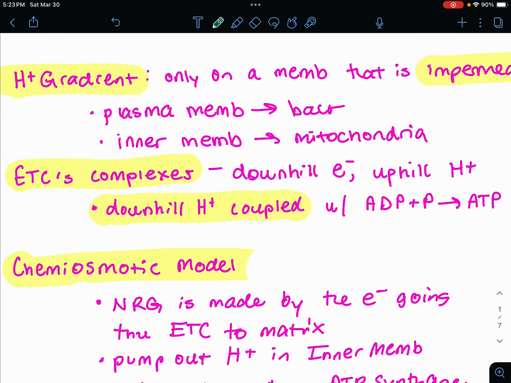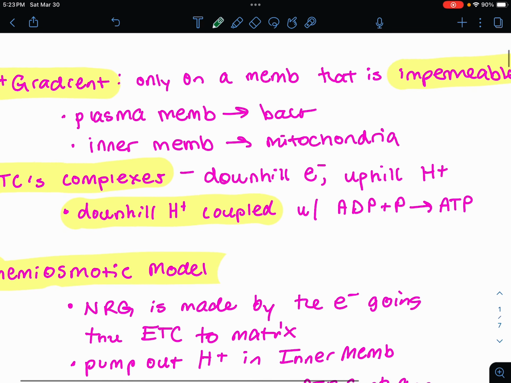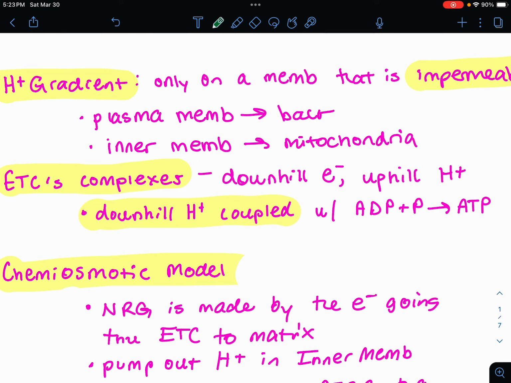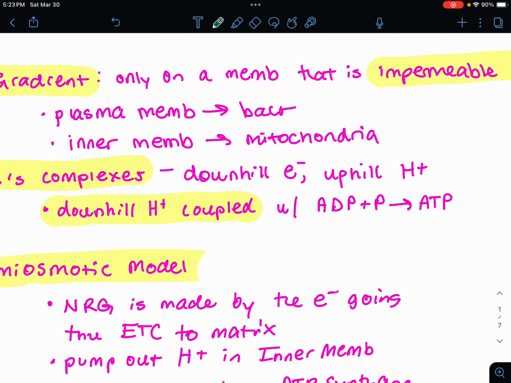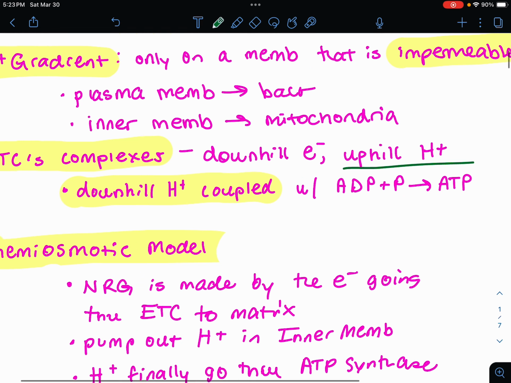Okay, we were just talking about this, the proton gradient. It's only on a membrane that is impermeable to ions. The plasma membrane in bacteria would be an example. However, the inner mitochondrial membrane is an example for eukaryotes, concerning animals. Okay, so the electron transport chain complexes are going to have this downhill electron flow, and again, they're going to be pumping out the hydrogens. Some of them pump out hydrogens, some of them don't. Complex 2 does not pump out any hydrogens.